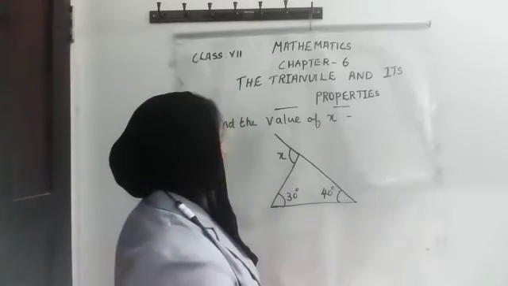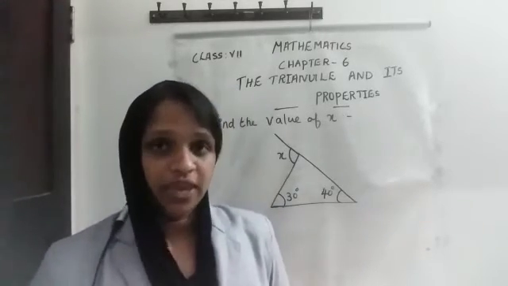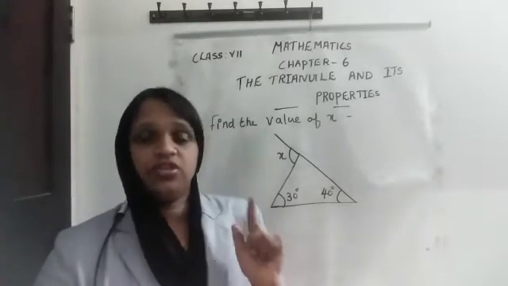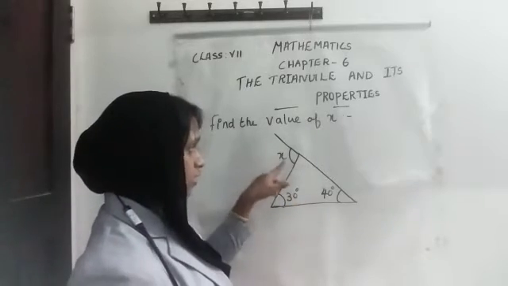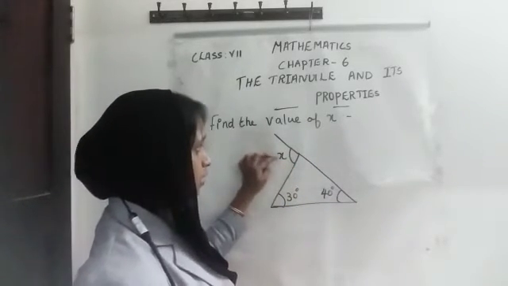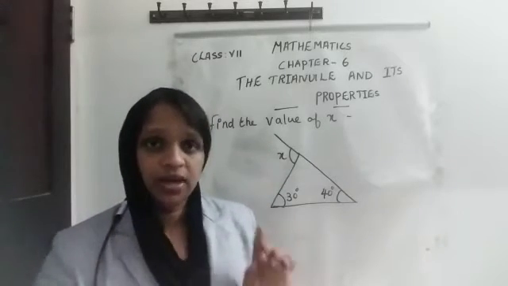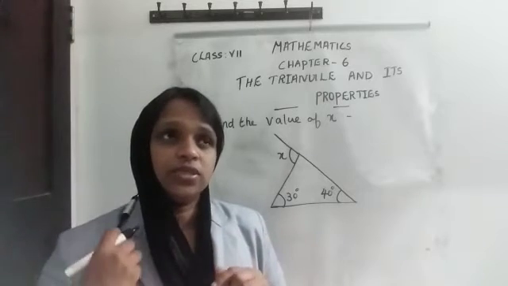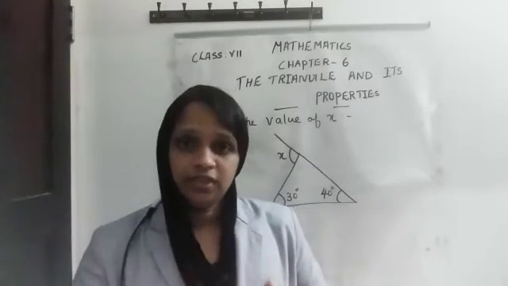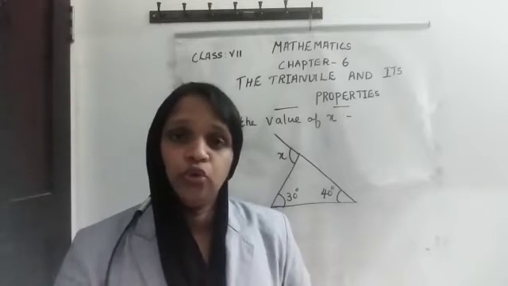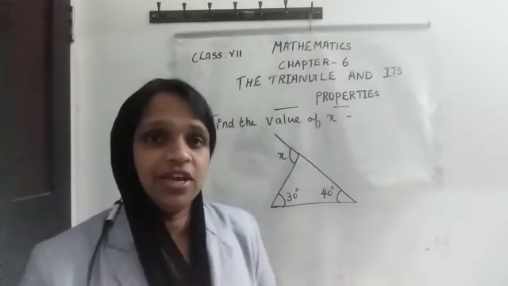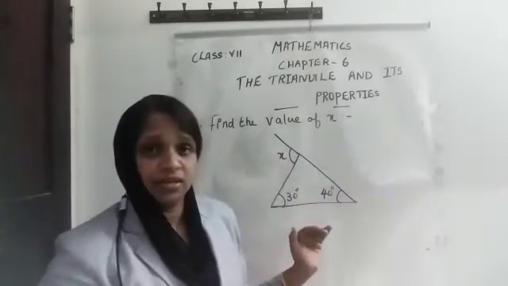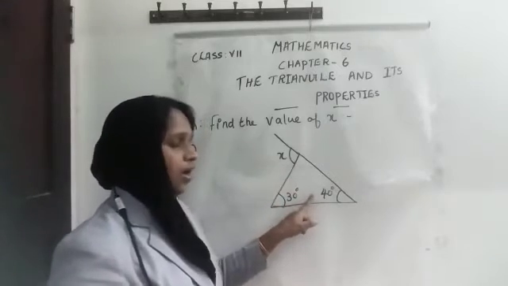So now next question, again find the value of x. You look here, x is the exterior angle of this triangle, right? This side is extended, so angle x is an exterior angle. So here our question is to find the exterior angle, so we can use our exterior angle theorem. That means exterior angle is equal to the sum of interior opposite angles. So this 30 and 40 are interior angles and they are opposite to angle x also.